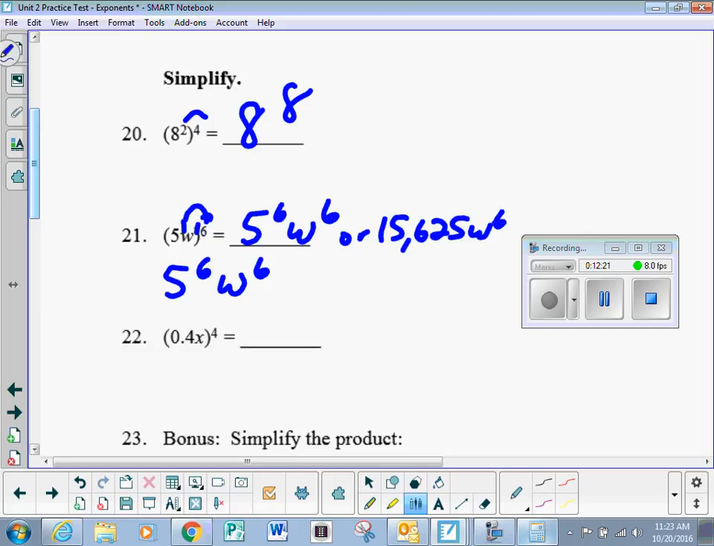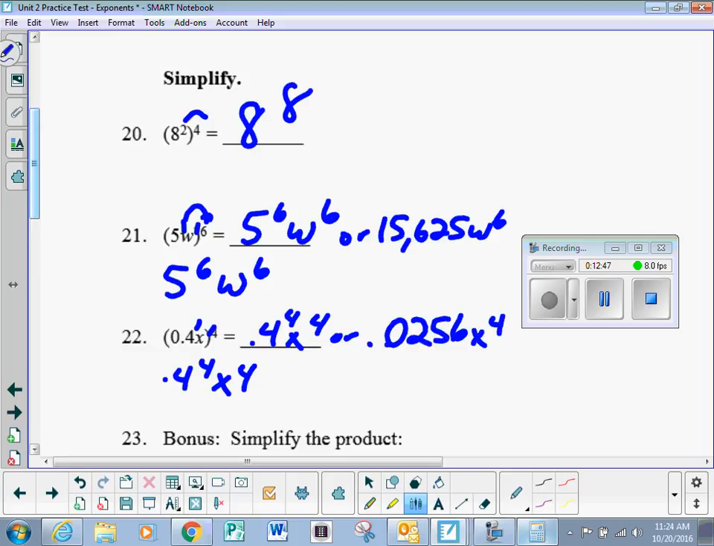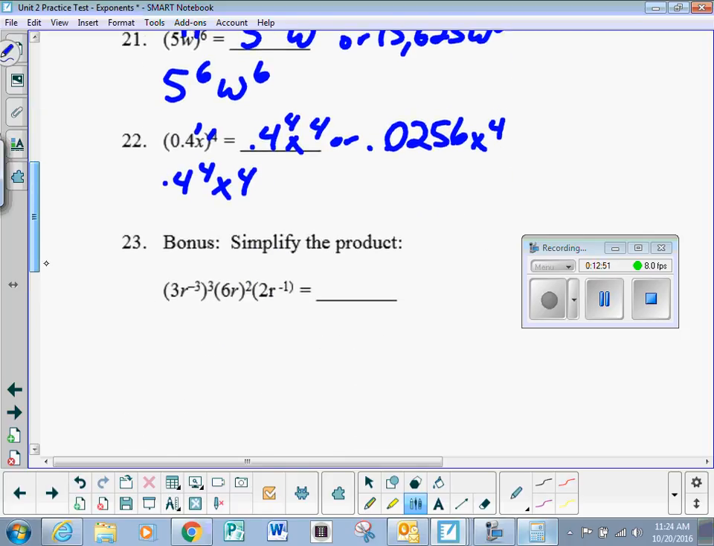Okay, the next one, the same deal. This is 1 and that's 1. So you'd have 0.4 to the 4th, x to the 4th. What is 0.4 to the 4th? 0.0256 x to the 4th. Okay? If you put a 0 in front of the 0.4, will it still count? Yeah, of course.